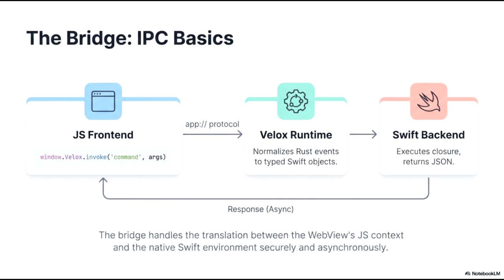Once the request reaches the Velox runtime, it undergoes a normalization process where Rust-based events are translated into typed Swift objects. These objects are then passed to the Swift backend, which executes the required closure and prepares the data to be returned as JSON. Finally, the result is sent back to the front end as an asynchronous response. This bridge effectively handles the complex translation between the web view's JavaScript context and the native Swift environment, ensuring all communication is both secure and non-blocking.